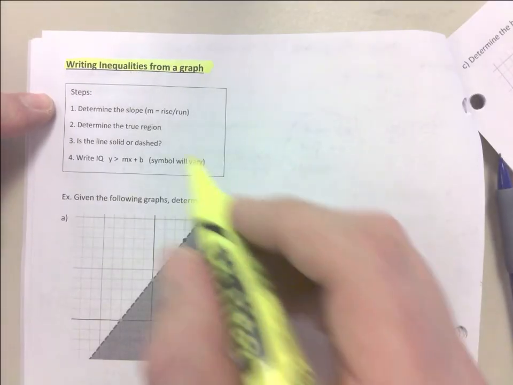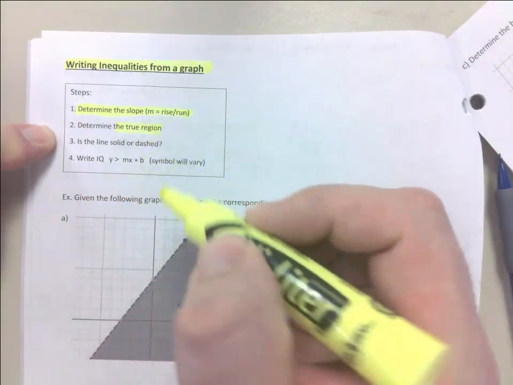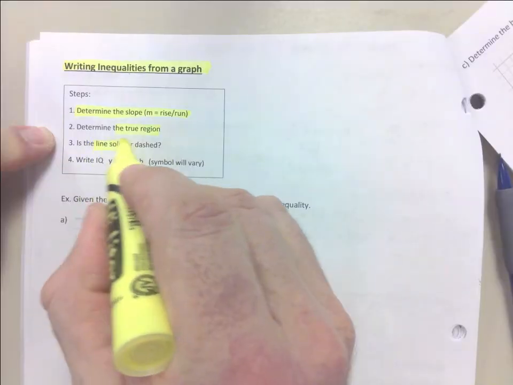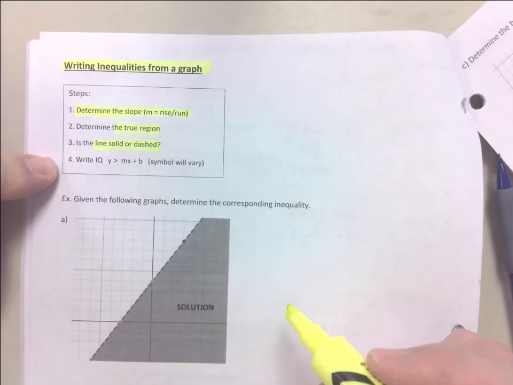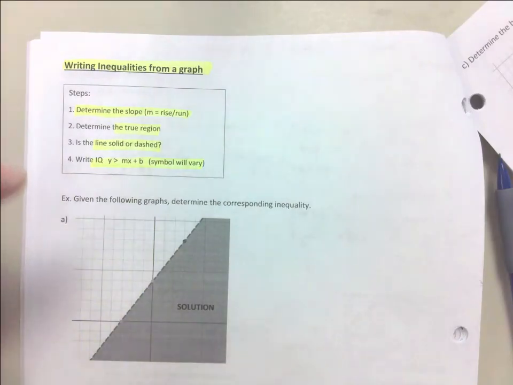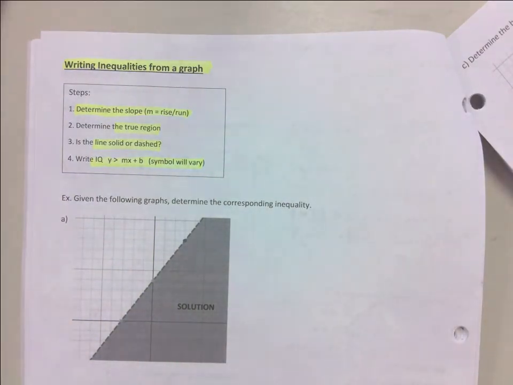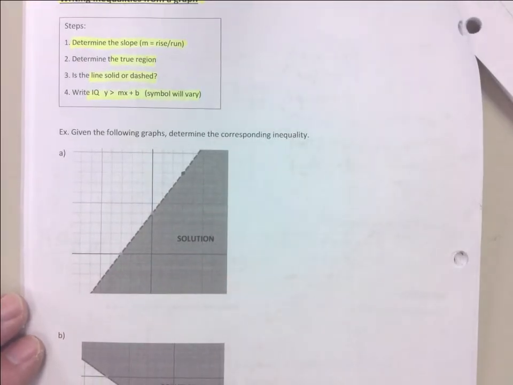But part of it will be, right, determine the slope. Where is the true region, or where is the solution? Is it dashed or is it solid? And then write your inequalities. Okay? Symbol will vary, of course. So that's kind of like the steps that I take, but you may differ. So let's go over and try this.